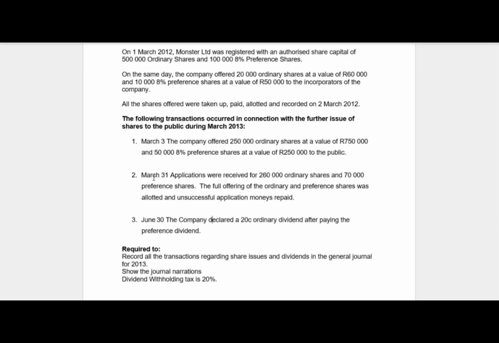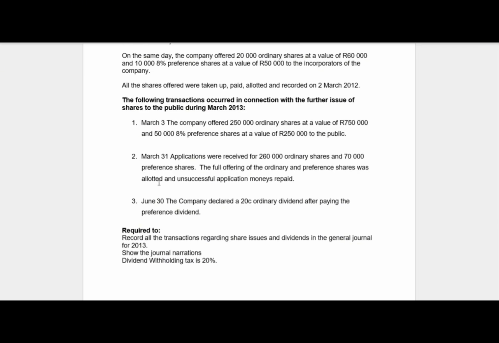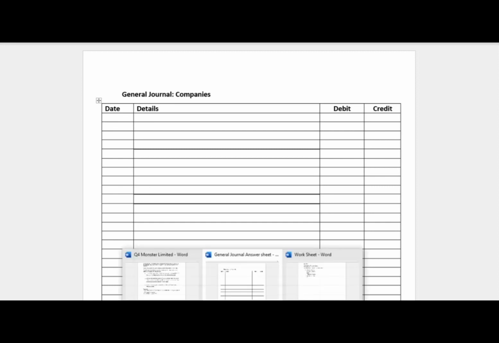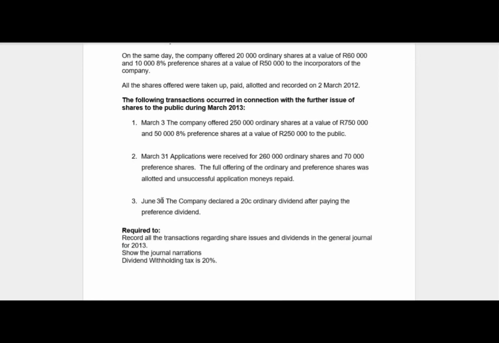Now we go and record what? The application of shares, because we need to start with the application always all the time. And then let's go and record this transaction number 2, which is the application of shares first, because we need to start with it. So when we record the application of shares, we're going to start with the date. What is the date there? The date is on the March 31st. So we go to our answer sheet.